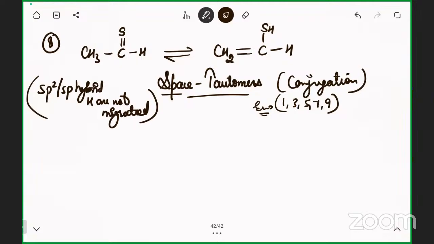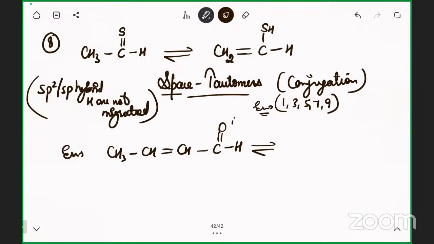Okay. So for example, I'm doing CH3 CH, double bond CH, single bond C, double bond O, single bond H. So this is the compound. In this particular compound, if I do the numbering: first, second, third, fourth, fifth. First, tell me which of the carbons is sp3 hybridized? Fifth, sir. Fifth one.